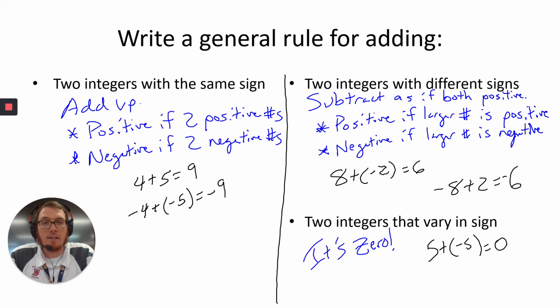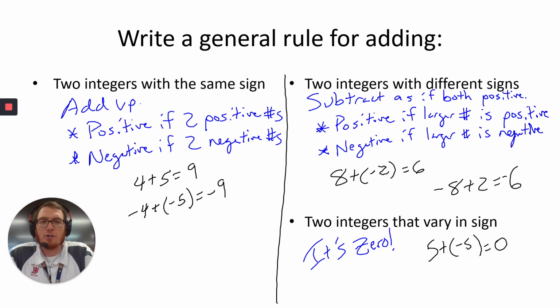So in this case, 8 plus negative 2, I'm just going to take 8 minus 2 because they're different signs, and I get 6. Well, for negative 8 plus 2, I do the same thing. I do 8 minus 2, which is 6, but then I have to know, oh, I forgot that the negatives have more of them.